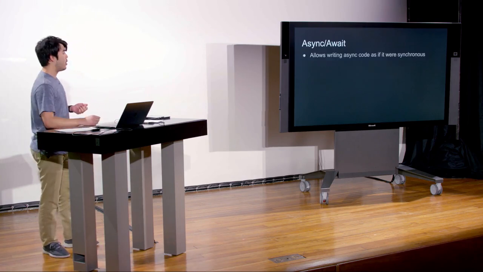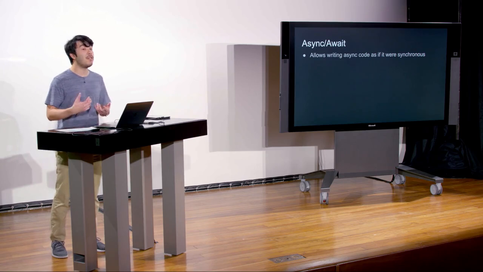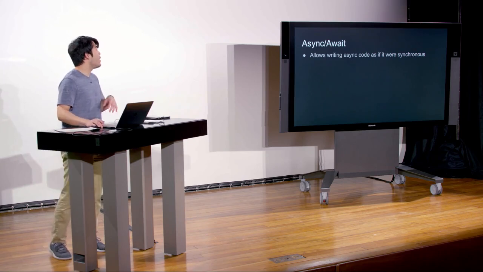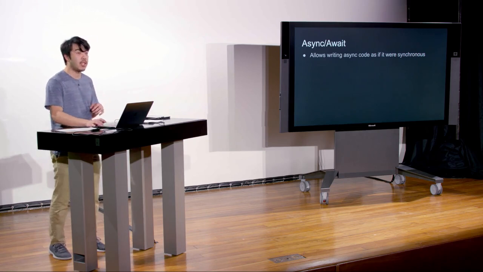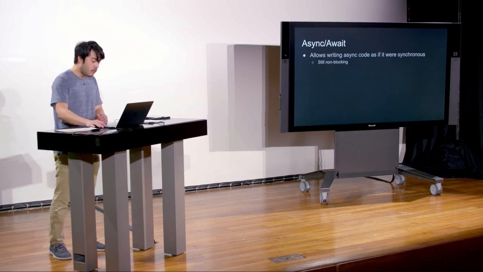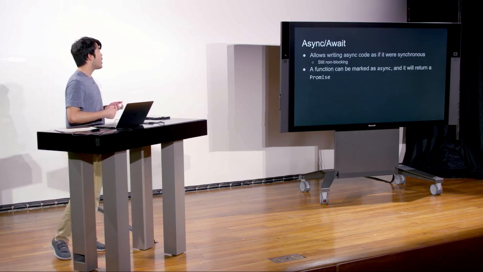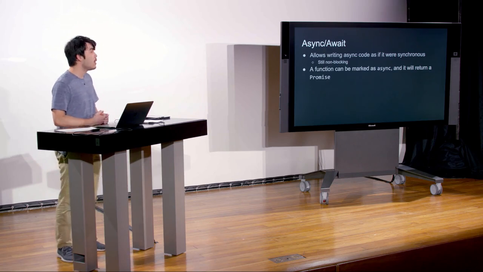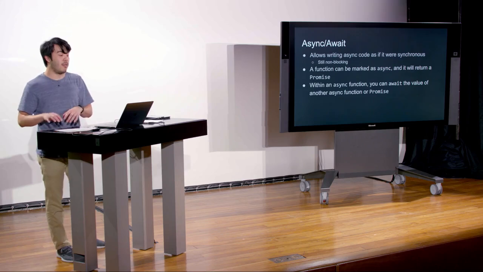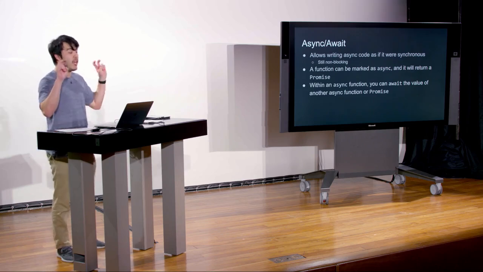And what this allows us to do is to write asynchronous code as if it were synchronous. And it's important that I say as if it were synchronous, because that doesn't necessarily mean that it is in fact synchronous. This is still non-blocking. And so if we want to use this, then we can just mark a function as async, and it will return a promise. And within an async function, we can await the value of another async function or promise. What does that look like?